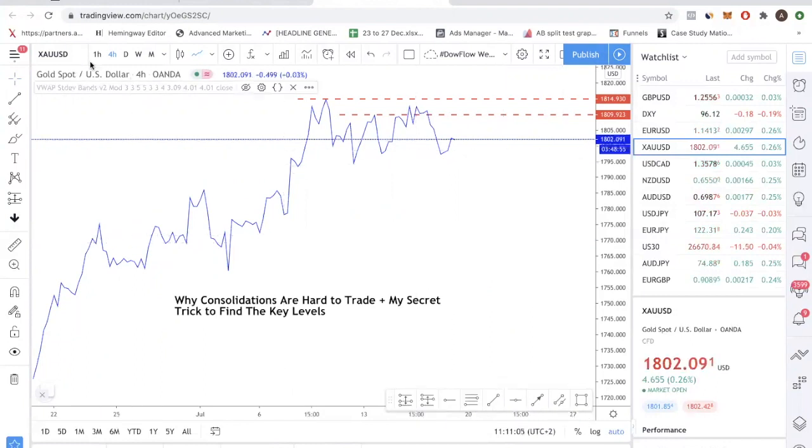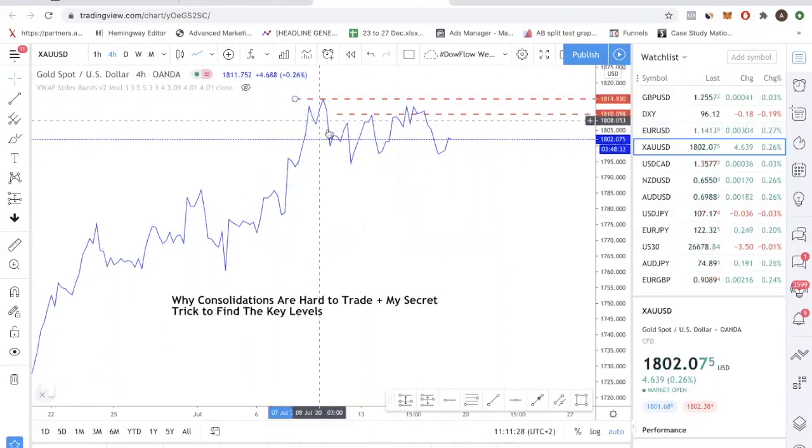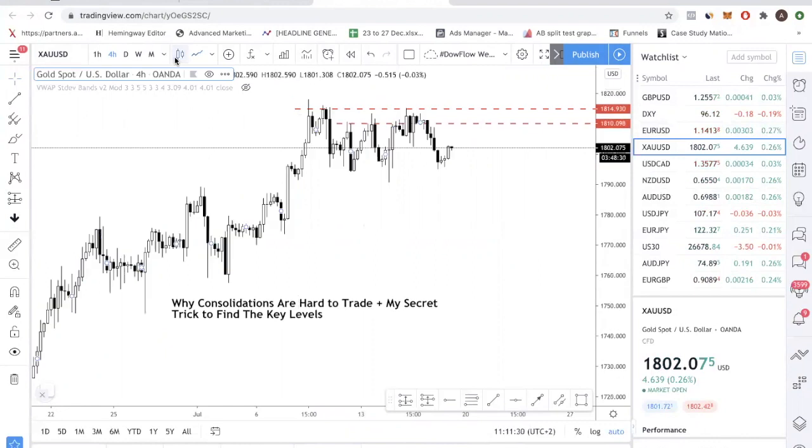All you need to do is switch to the line chart, you can see over here. Then what you want to find is all the major swing points. You can see this level over here, I actually plotted it here. This is how I get the 1810 level, and how I get the 1814 level is actually just switching to the line chart. Just switch it over, switch back to the candlestick chart, and there you have it. That's how you find your resistance.